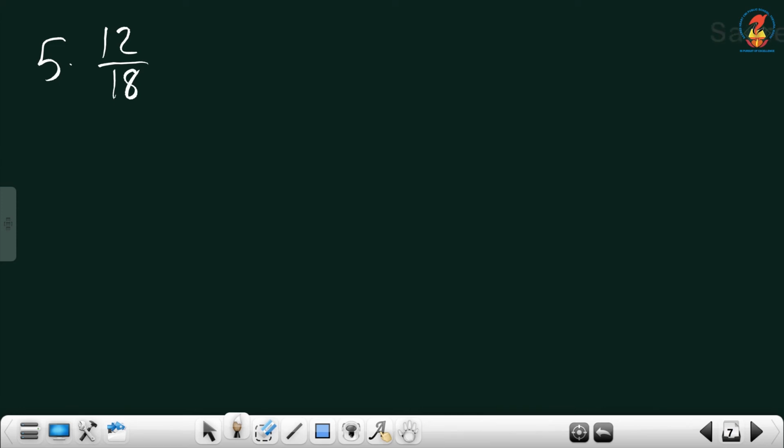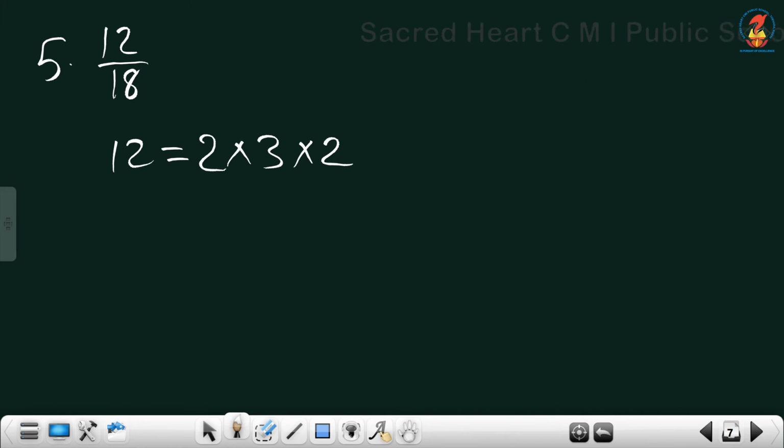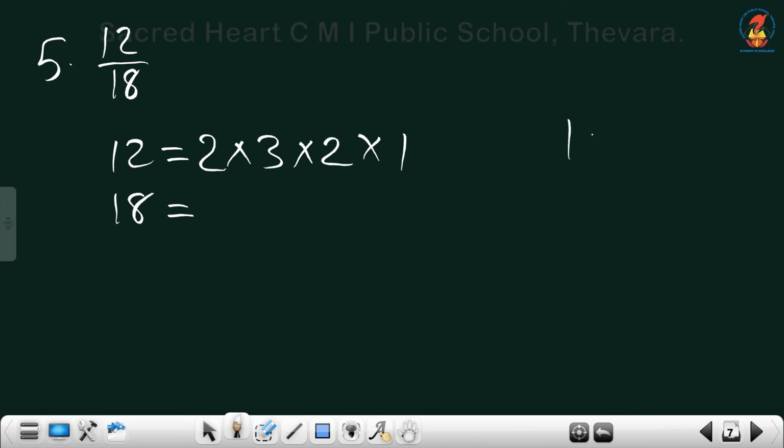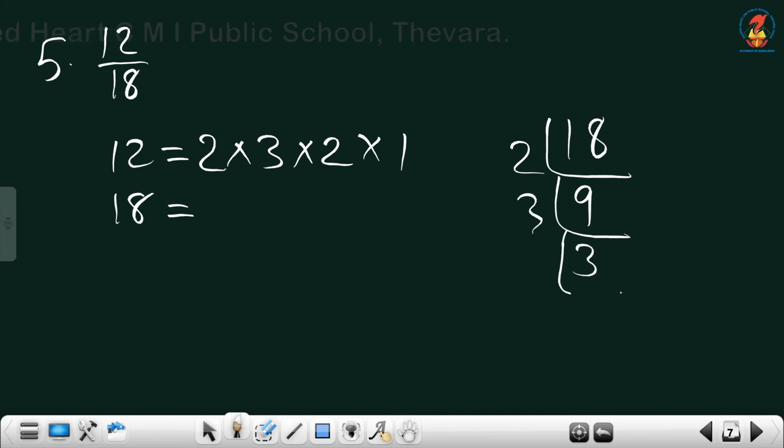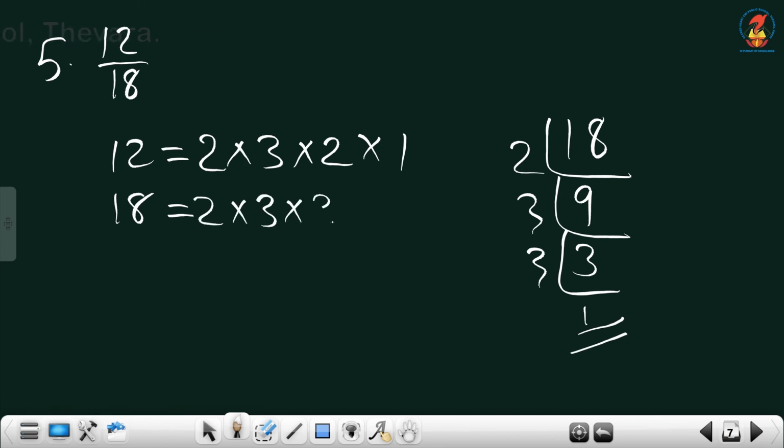Then next one is 12 by 18. 12 is what? 2 into 2 into 3 into 1. And 18, how can we write 18? That I will do by the division method. 2 9s are 18, then 3 3s are 9, then 3 1s. Division method, right? 2 3s are 6, 6 3s are 18. 2 into 3 into 3 into 1.